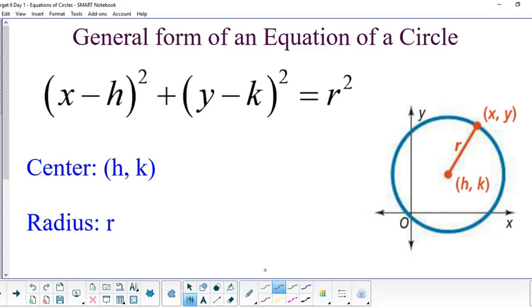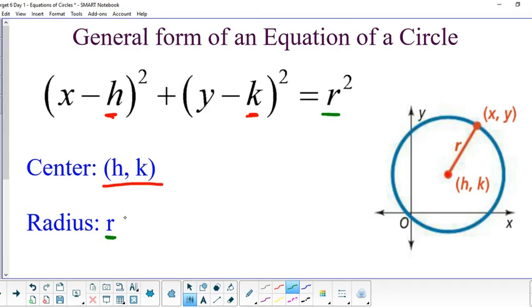So, first of all, as you can see right here, this is your general form of an equation of a circle. We have the quantity x minus h squared plus the quantity y minus k squared equals r squared. The h and the k, that is going to represent the center of our circle. And if you look over here at our picture, you can see here is the center of the circle. We then also have up here r squared. That is going to represent the radius.